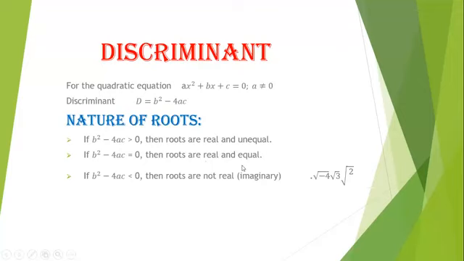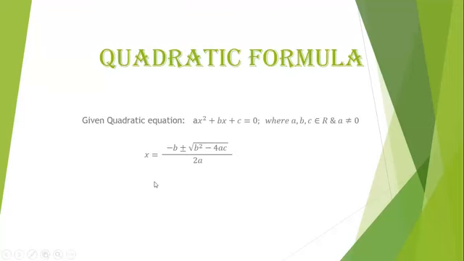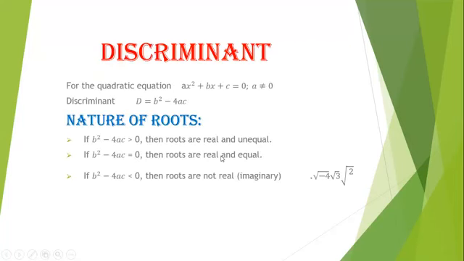But if this b square minus 4ac comes less than 0, less than 0 means it will come negative. If it comes negative, then this square root part will be in minus. And whenever this square root part is in minus, it cannot be solved further. And that's why we say in that case roots are not real or they are imaginary.